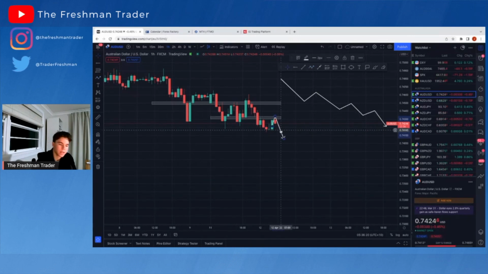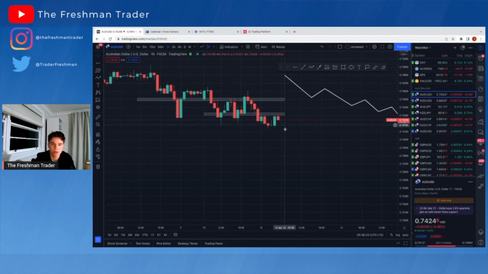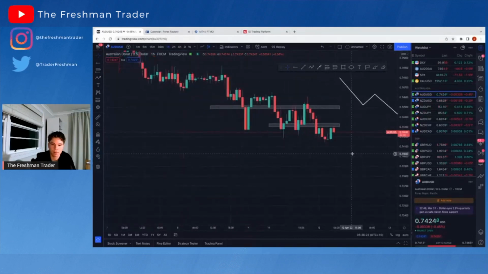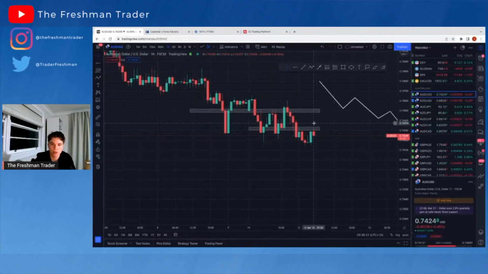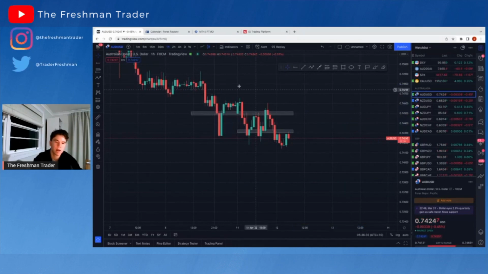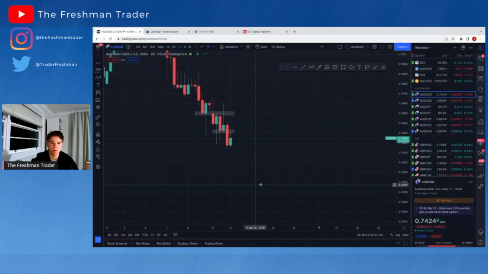So one key thing I really want to see at this key level is strong wick rejections. So I'm not going to enter this trade yet until I see price really push back, create some wick rejections, and then we see that momentum shift, creating that rejection. Okay, but this is looking very nice. Aussie dollar looking pretty bearish.